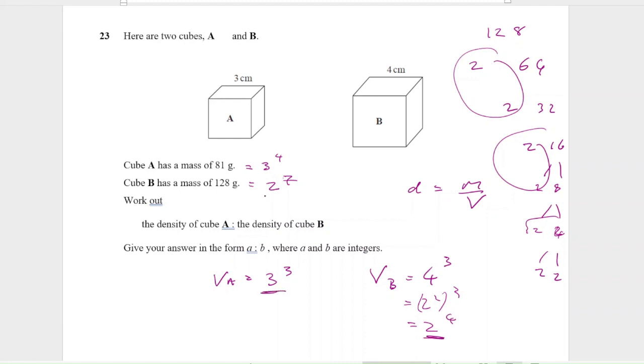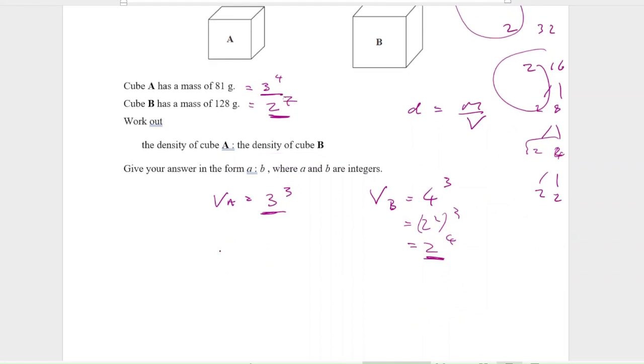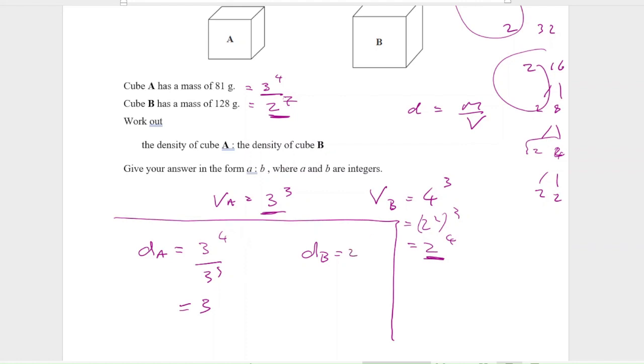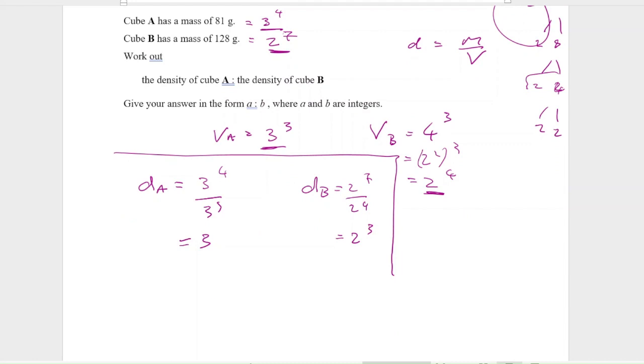Keeping them in terms of their index form just makes this question a lot more straightforward. So the density of A, density is mass divided by volume, so the density of A to start with is going to be 3 to the power 4 divided by 3 to the power 3, which is just going to be 3. The density of B is going to be 2 to the power 7 divided by 2 to the power 4, which is just going to be 2 to the power 3. So our density is going to be 3 to the 2 to the power 3. So I think that's going to be 3 to the 8.